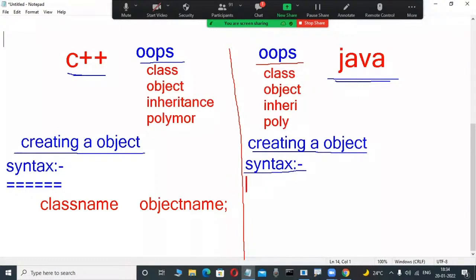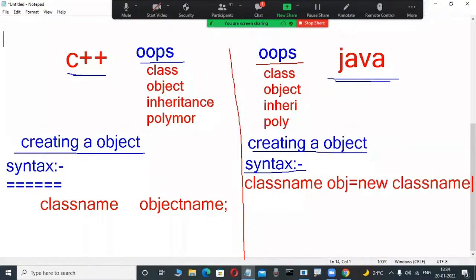And now some fellows are telling correct. Class name, namespace, object name is equal to new class constructor. Is some other syntax there or not? Yes, observe here. That's why these two languages are syntactically different. Conceptually, the concepts are the same, but syntactically different. And also the functions are totally different.